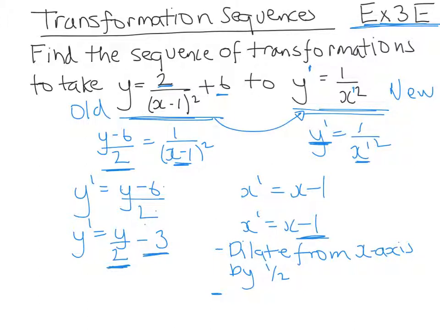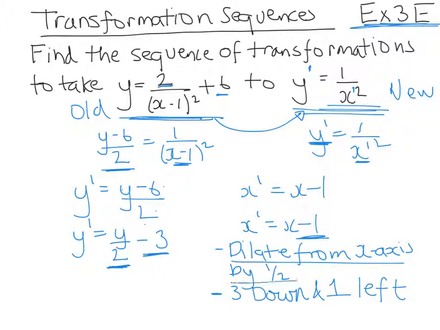And then the next thing that's happened is I guess I could move it either -3 or -1. So I could say 3 down and then 1 to the left. So that's what's happened here to change this graph to this graph. First of all I dilated from the x-axis by 1/2, then I went 3 down, and then I went 1 left. Now it's not the only solution, but it's the one that I've picked for this particular presentation.